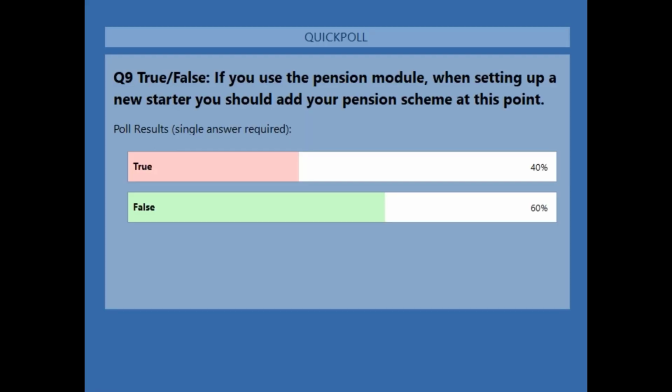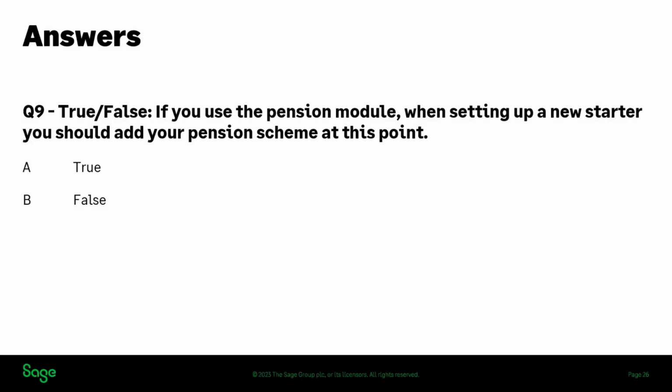So again, a little bit closer this time with a 60-40 split. So 40% saying it's true and 60% claiming that it's a false statement. So let's hide that once more. And Duncan, can you reveal the answer, please? I can. The 60% got that one right.